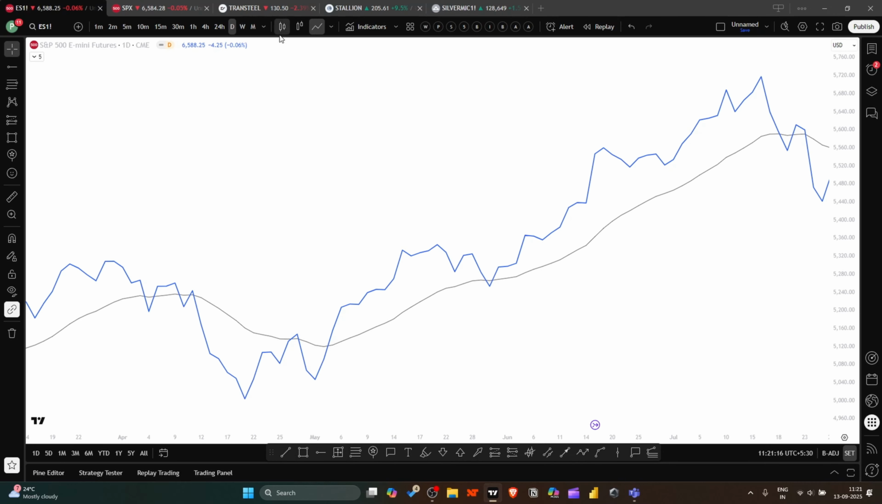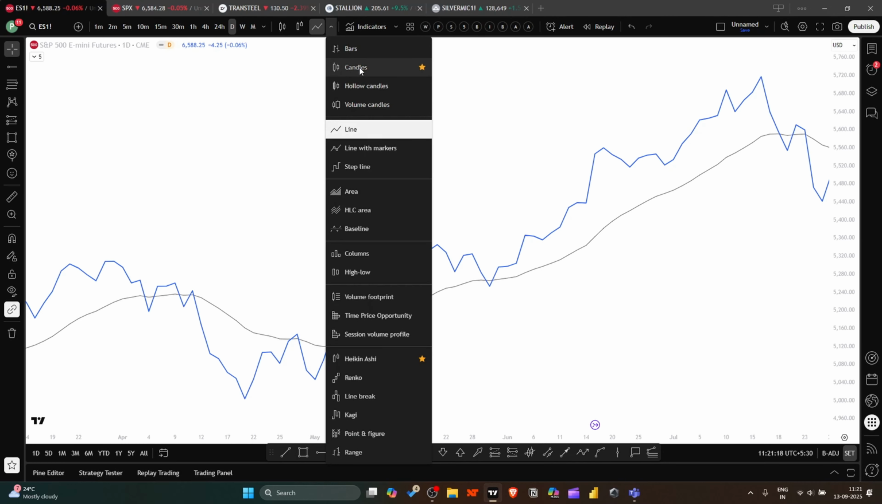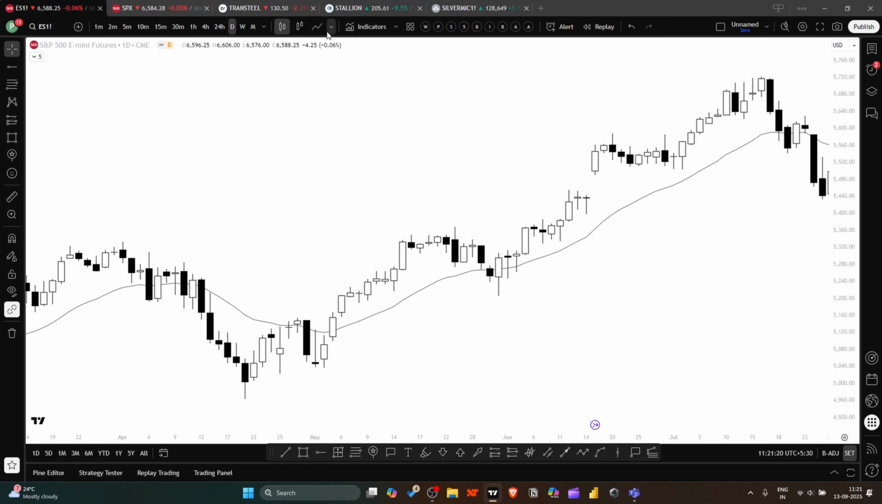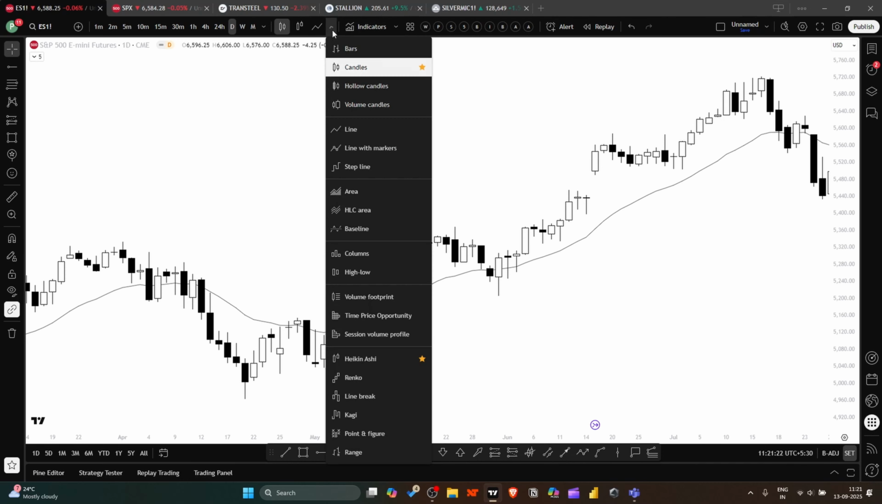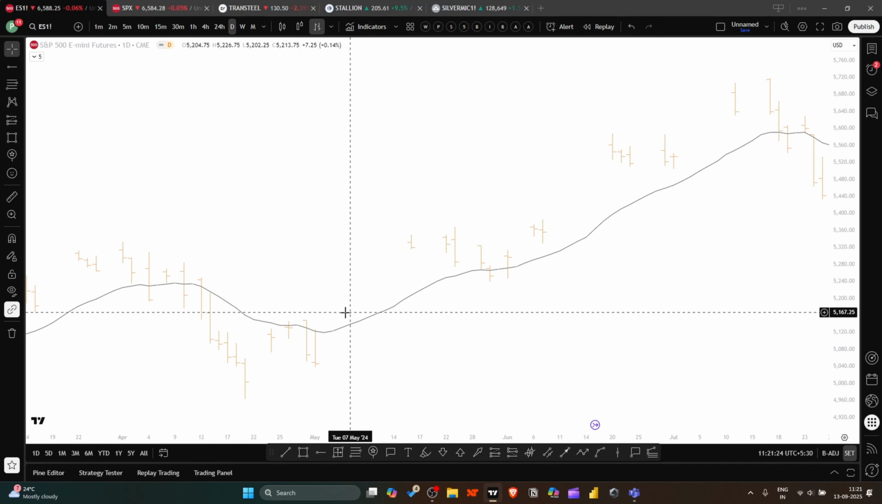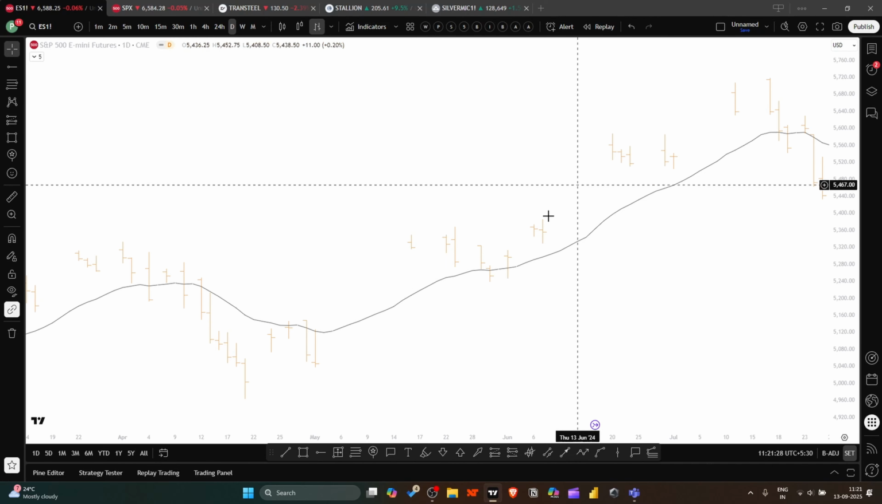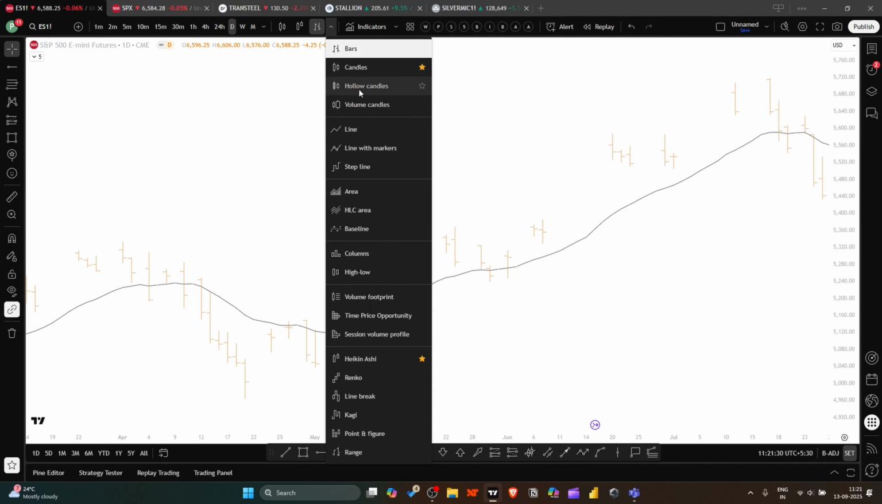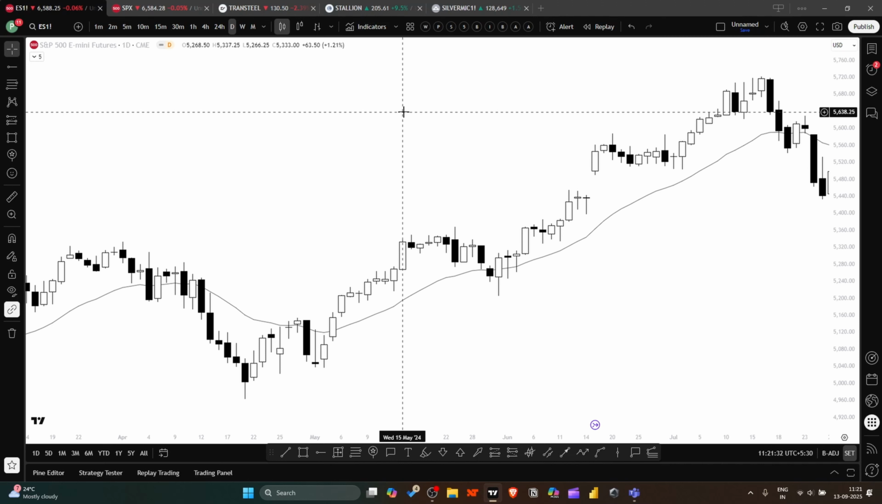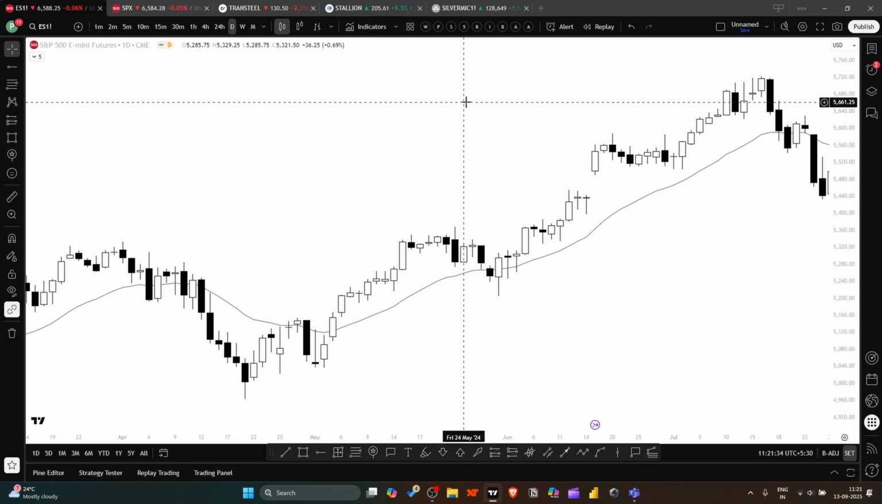Now, when it comes to bar chart or candlestick chart, both are very similar. There is no difference, just a slight variation in how they are represented. This is bar chart. I don't like it visually, so I prefer candlestick charts. And this is the most widely traded charting style.